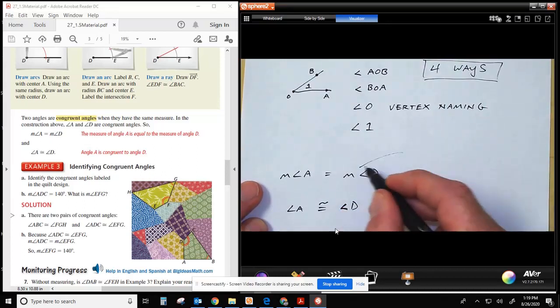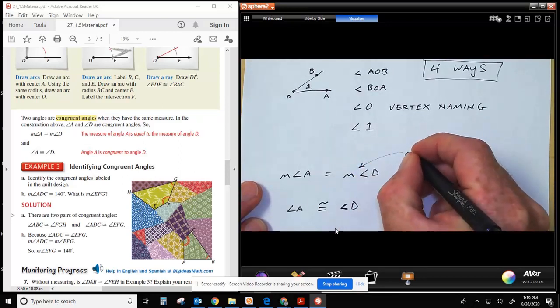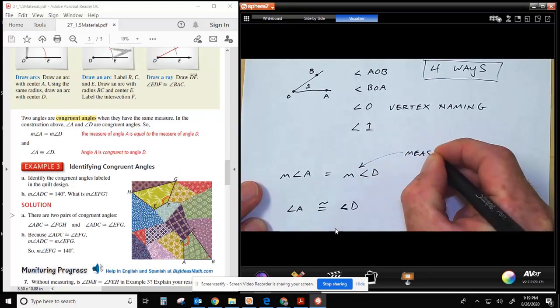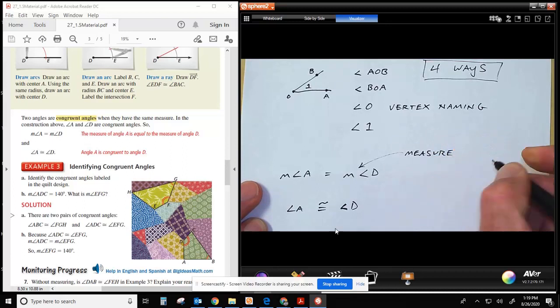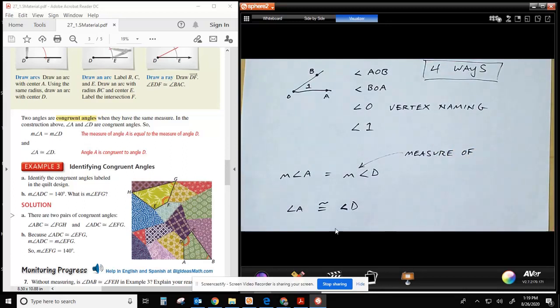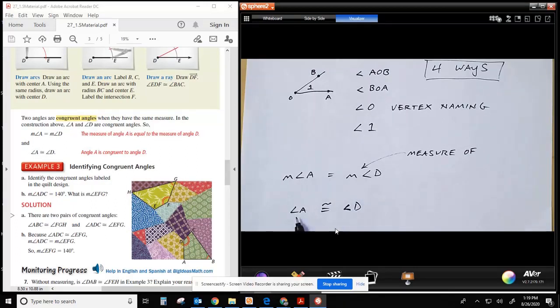This M stands for the measure of. So you guys are getting used to it now in geometry. There's multiple ways to say these things. In math language, I would say the measure of angle A is equal to the measure of angle D, or angle A is congruent to angle D. This symbol, to remind you, means congruent.